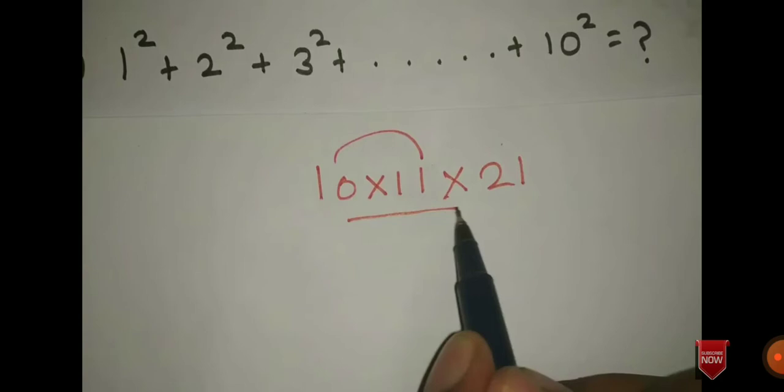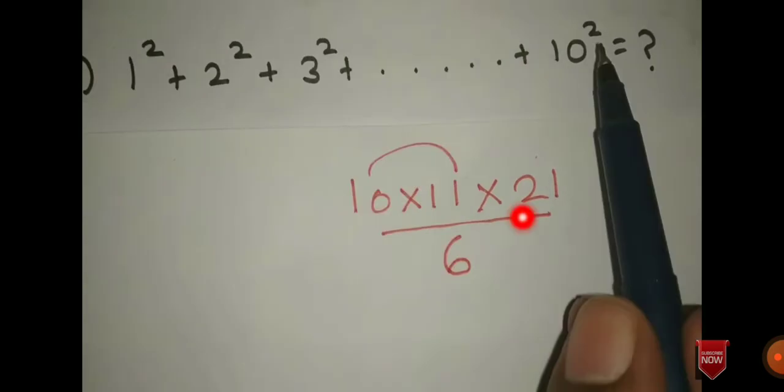So first step is you have to write 10. The next number after 10 is 11, right? So 10 into 11. When you add these two numbers, you will be getting the third number, 21. Next thing is you have to divide it by 6.